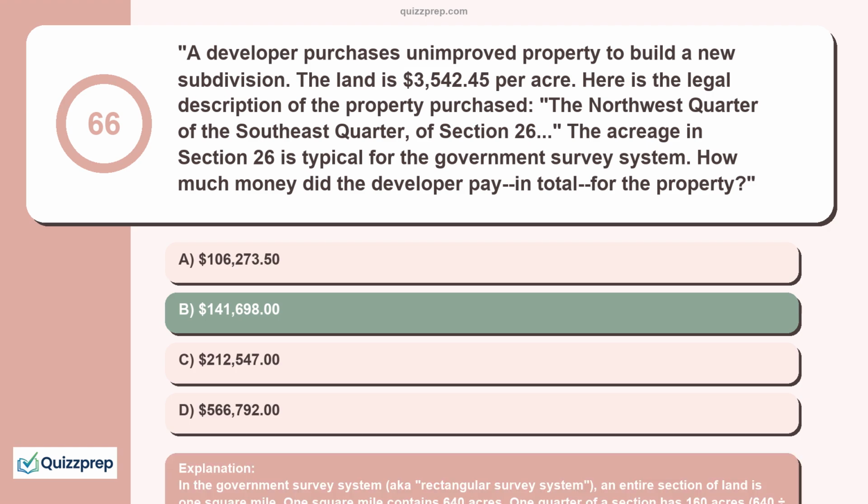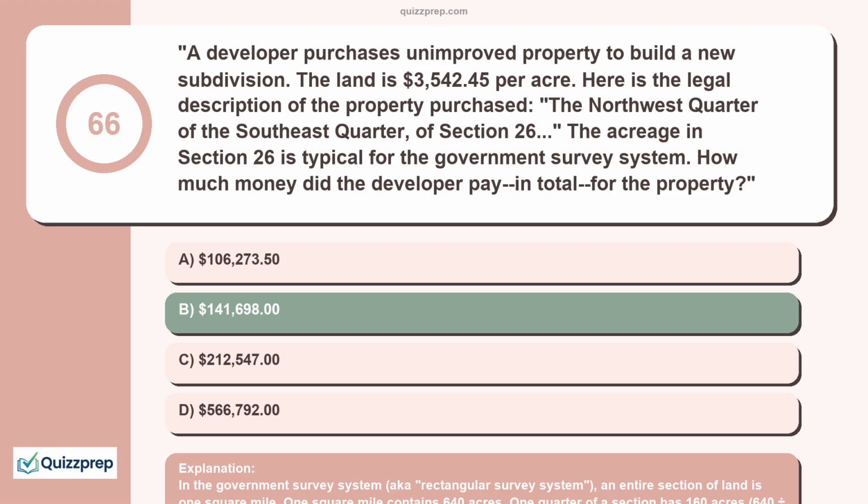In the government survey system, aka rectangular survey system, an entire section of land is 1 square mile. 1 square mile contains 640 acres. 1/4 of a section has 160 acres. 640 divided by 4 equals 160. 1/4 of a quarter section has 40 acres. 160 divided by 4 equals 40. Here, the legal description states that the purchased property is 1/4 of a quarter section, thus, 40 acres.